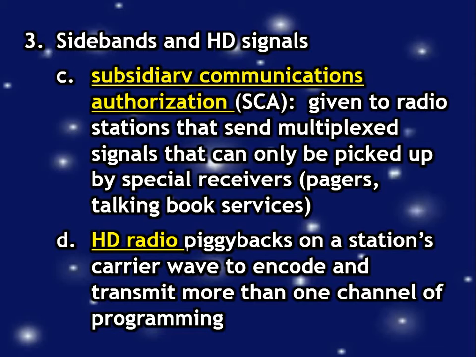HD radio, high definition radio, piggybacks on a station's carrier wave to encode and transmit more than one channel of programming. So this is the way that just as television has different streams within its channel, you also have the ability to do that with radio. If you have a special HD radio, you can pick up 2 or 3 other radio streams on some of the stations in the Raleigh area. And there's actually a pretty cool website that you could check out and see what all different types of programming is out there.